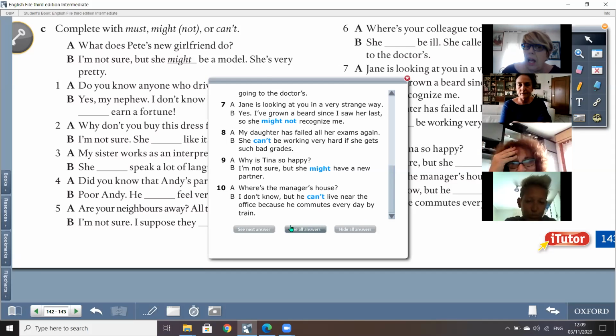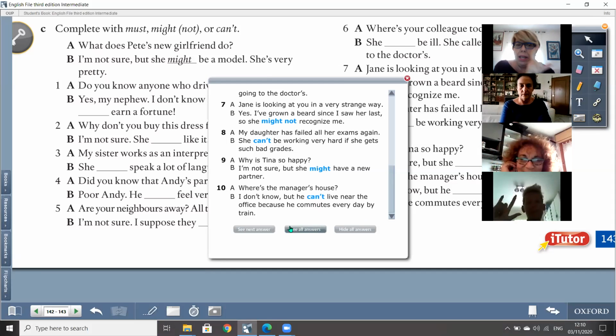It's certain. Yes, I got a proof that she commutes every day. So of course, she can't live near the office because otherwise she wouldn't commute. You know the word commute? You remember? To commute? No. Pendolari. Pendolare. Commute is the verb.